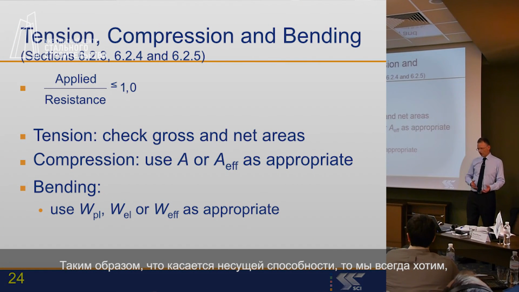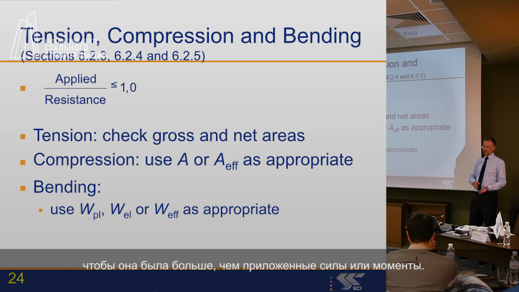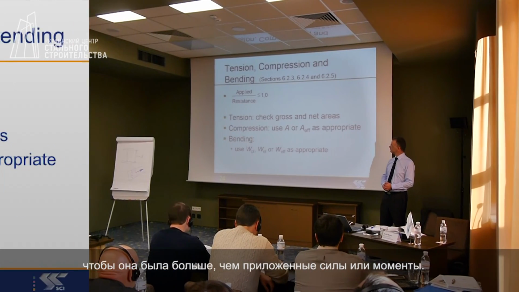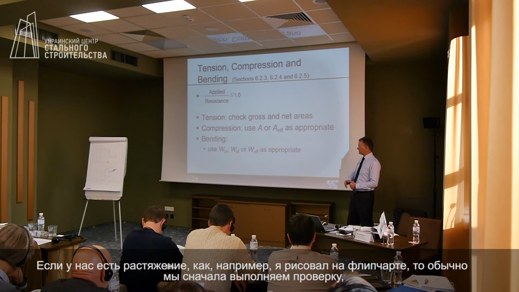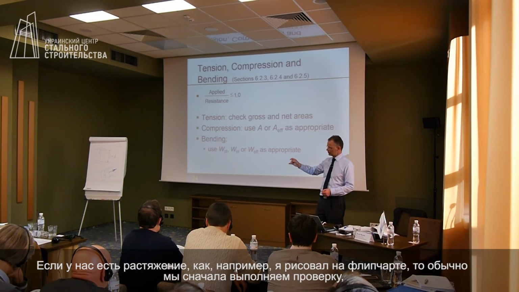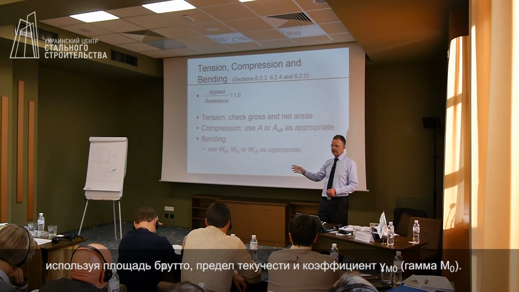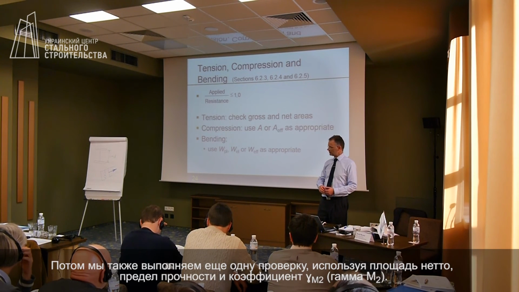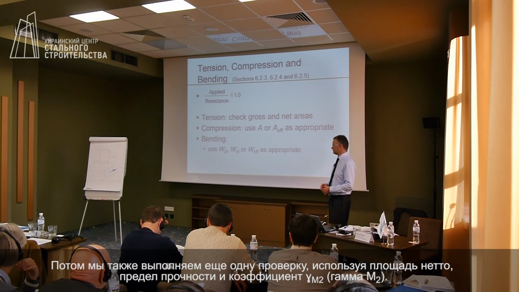So in terms of cross-sectional resistance, we always want the resistance to be greater than the applied force or the applied moment. If we are in tension, as I drew on the flip chart, we will generally check the gross area using the yield strength and gamma m naught, and we will also check the net area using the ultimate strength and gamma m2.